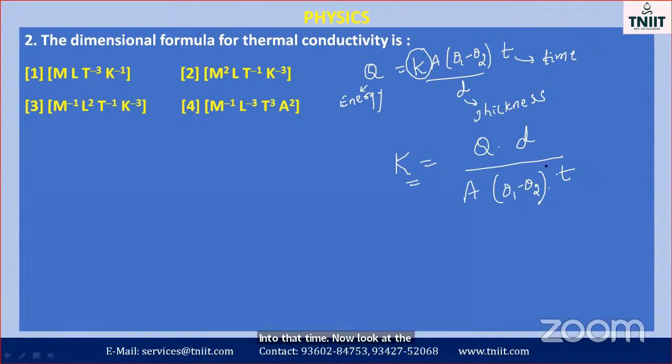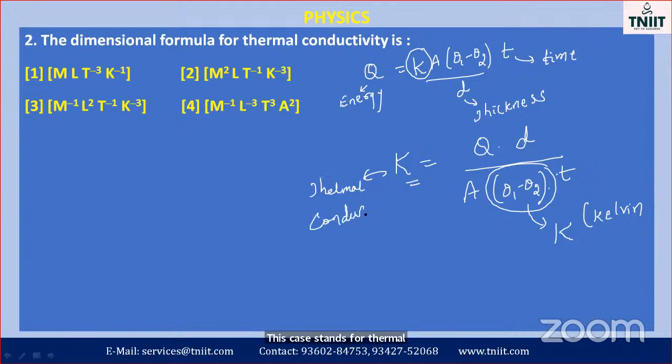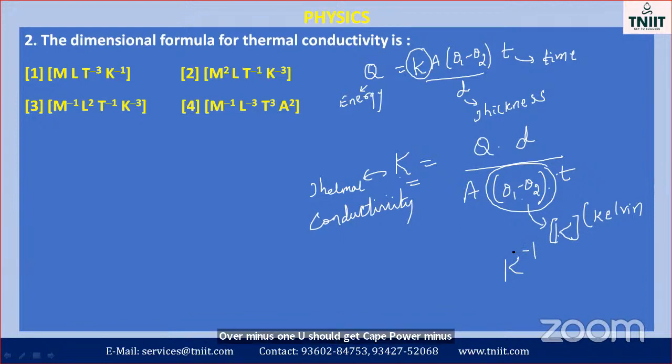Now look at the option. Thermal conductivity is inversely proportional to the temperature difference. Remember, the dimensional formula for temperature is represented with K. K stands for Kelvin. This K stands for thermal conductivity. Don't get confused. Left hand side K is thermal conductivity. Right hand side K represents the dimensional formula for temperature. But you can have a look. Thermal conductivity is inversely proportional to the temperature, so if you write the dimensional formula, K should go up. So K power minus 1 you should get.